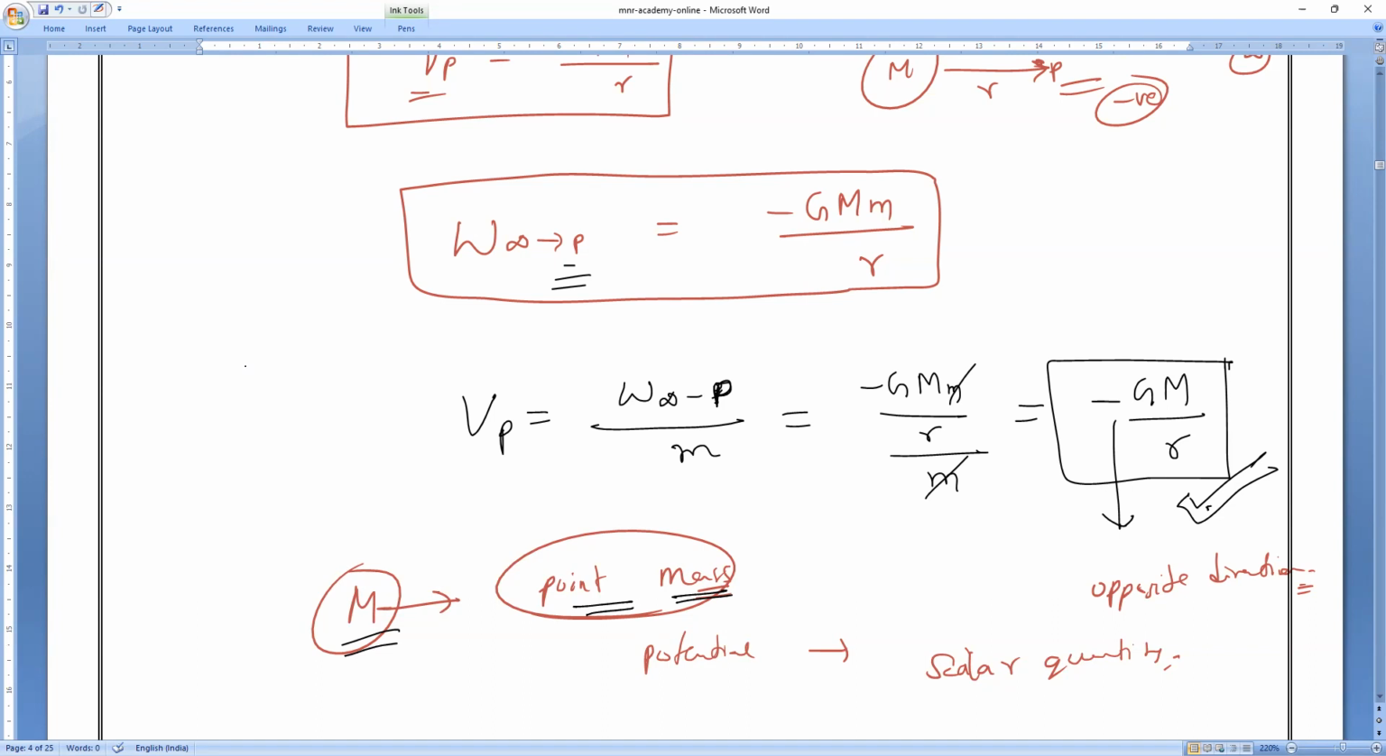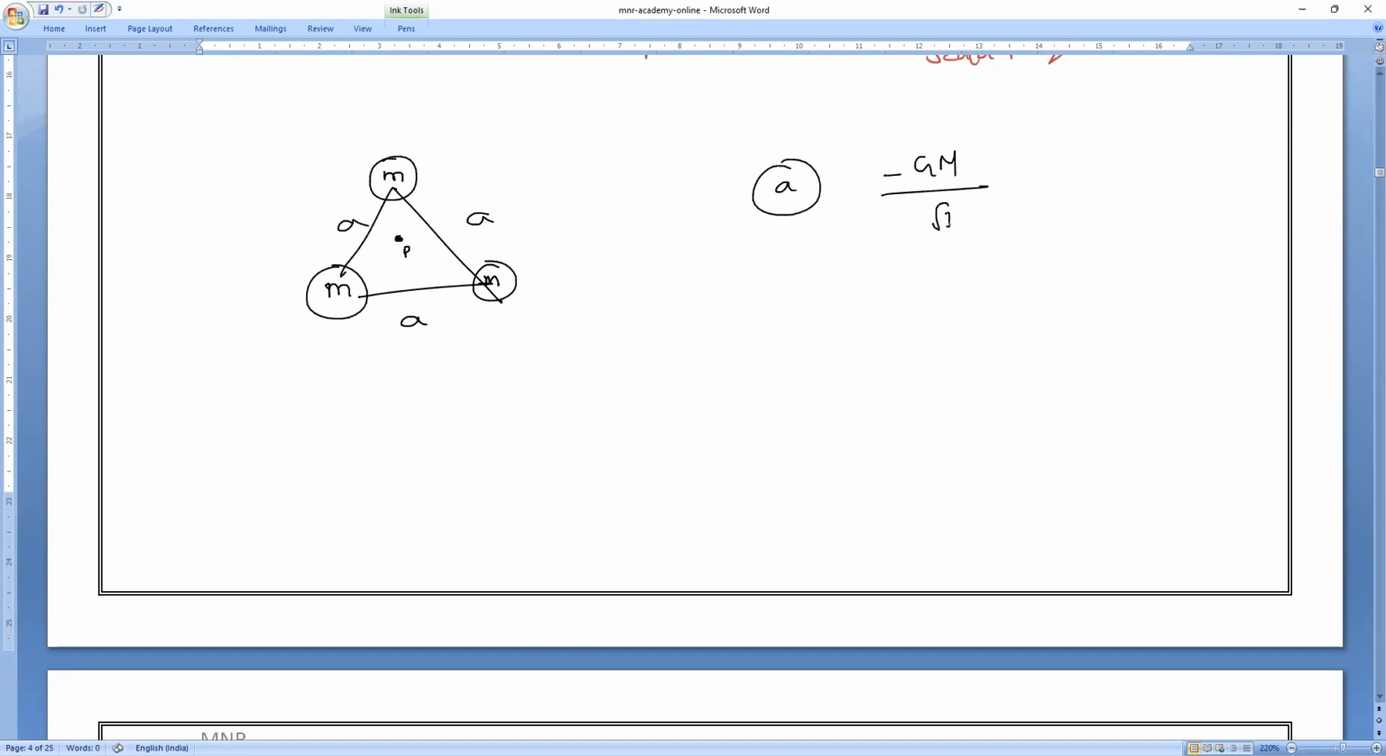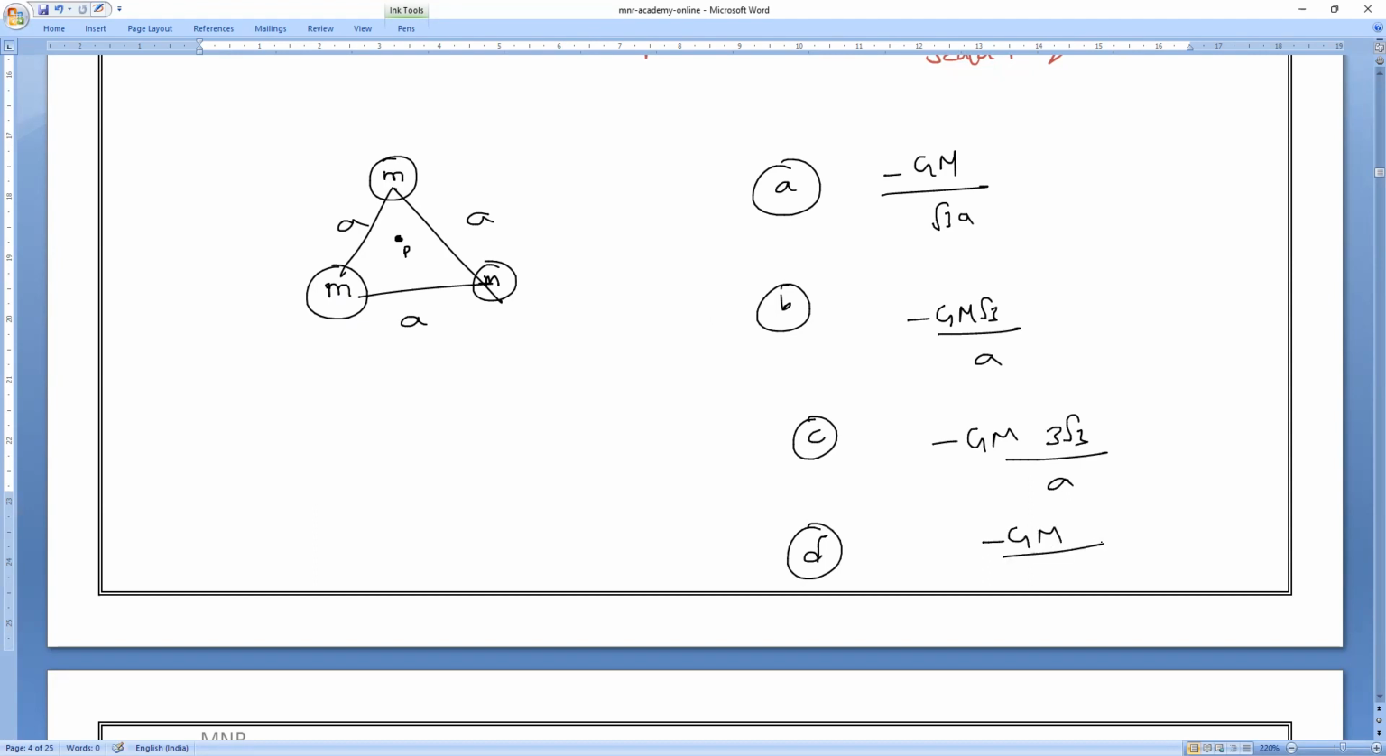So now let us see, we can take an HC Verma question. There is an equilateral triangle where three masses are located at equal distance A. The question is, what is the potential at this point? Let me see who will solve first. Option A, minus GM by root 3 A. Option B, minus GM root 3 by A. Option C, minus GM 3 root 3 by A. And option D, minus GM divided by 3 root 3 A. These are the four options.